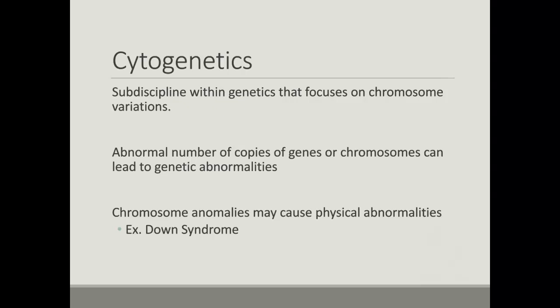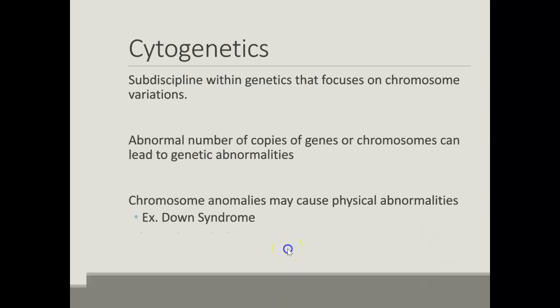So one of the ones that's best known is Down syndrome. Down syndrome is having an extra chromosome number 21. And so that is something that is very visible when we're looking at a karyotype. You can tell that there's an extra copy of that chromosome where there shouldn't be one.